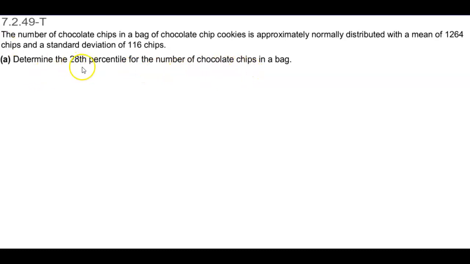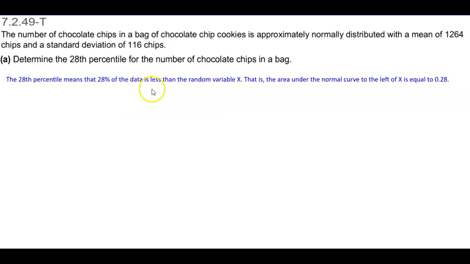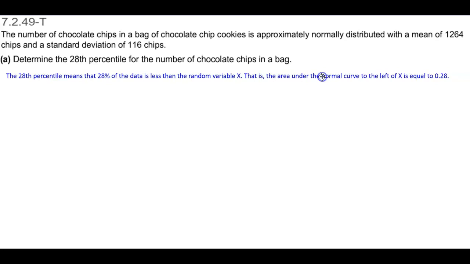So let's make sure that we understand the definition of 28th percentile. The 28th percentile means that 28% of the data is less than the random variable x. That is, the area under the normal curve to the left of x is equal to 0.28. So let's draw that normal curve so that we know what we're talking about here. So here is our bell curve.